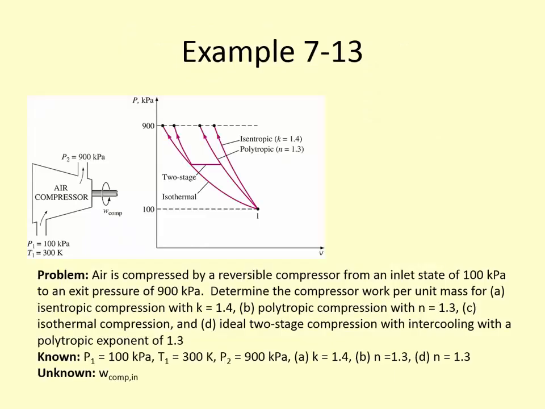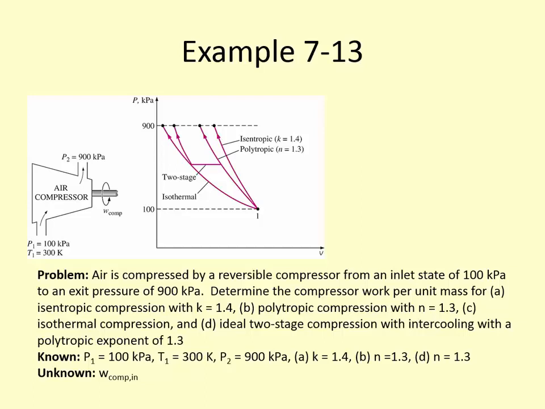So let's do another example of that. We're going to look at several different cases of compressing air. We're going to see how much work is consumed per unit mass if it's isentropic compression, polytropic compression with n equals 1.3, isothermal compression where n will be equal to 1 and we use an alternate equation, and then if we have two-stage compression with intercooling with a polytropic exponent of 1.3. Okay, so we have 4 different cases, and this is very similar to a homework that you have. So it's important to understand the distinction between the 4.